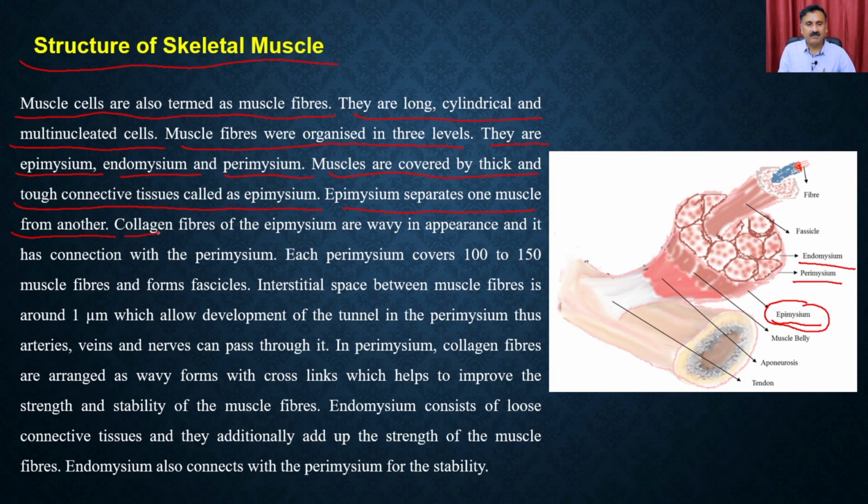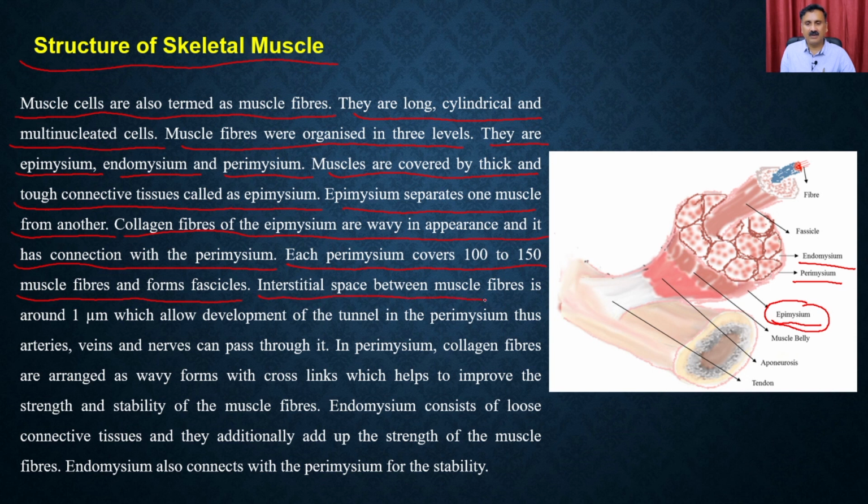The collagen fibers of the epimysium are wavy in appearance, and it has a connection with the perimysium. Each perimysium covers 100 to 150 muscle fibers and forms the fascicles. So, the perimysium is going to have the individual fascicles, and these fascicles come together into the perimysium.